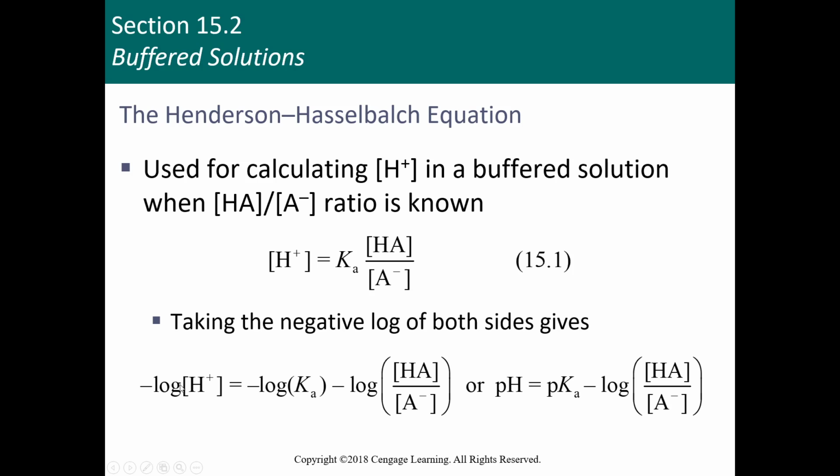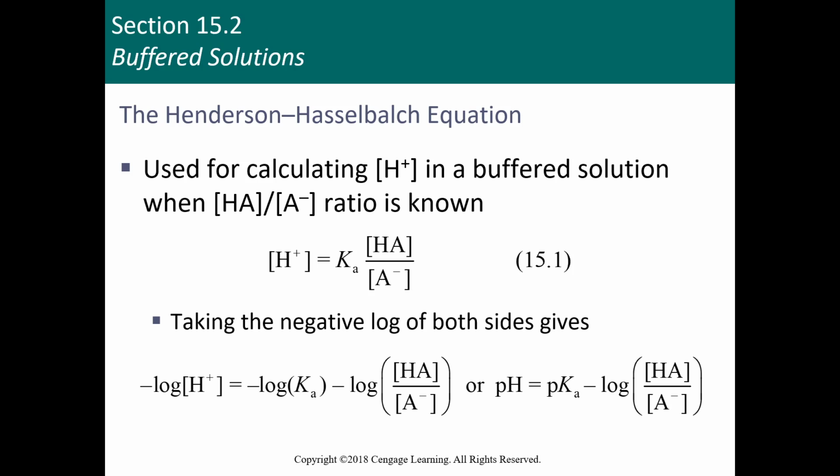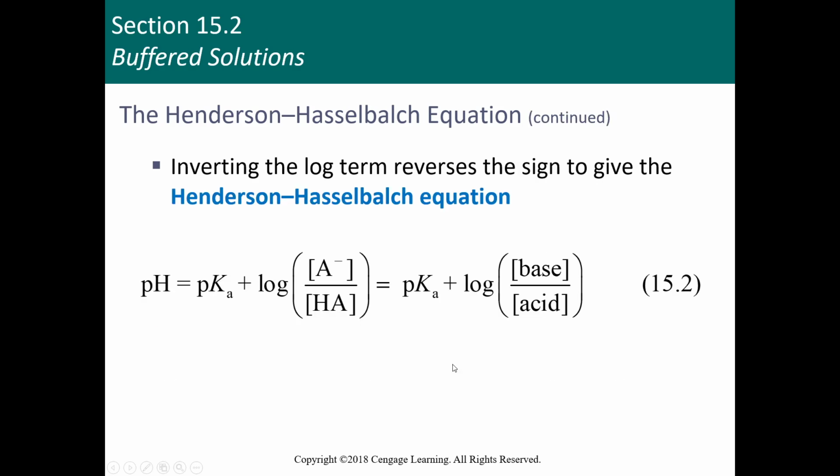And so negative log of H plus, well, that's pH. Negative log of Ka, that's pKa, isn't it? And this doesn't really have a nice fancy moniker, so that's negative log of HA over A minus. So your acid over your base concentration. All right, we can invert this so that we get a positive here. By the way, if you look up the Henderson-Hasselbalch equation, you will get examples of both of these. You might find the negative log, or you might find the positive log. Choose one to remember. It really doesn't matter which one you do.